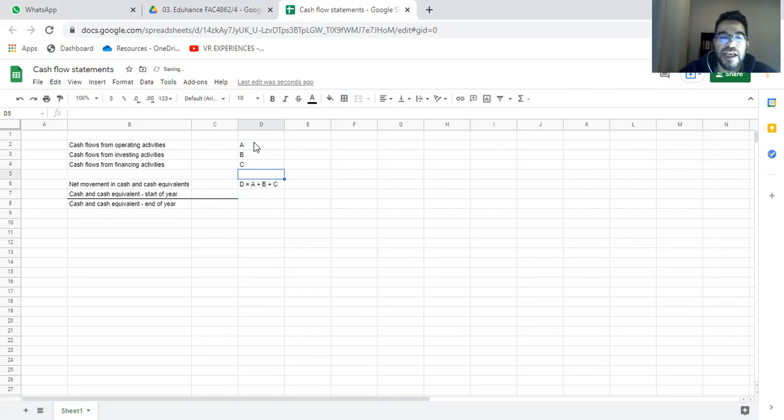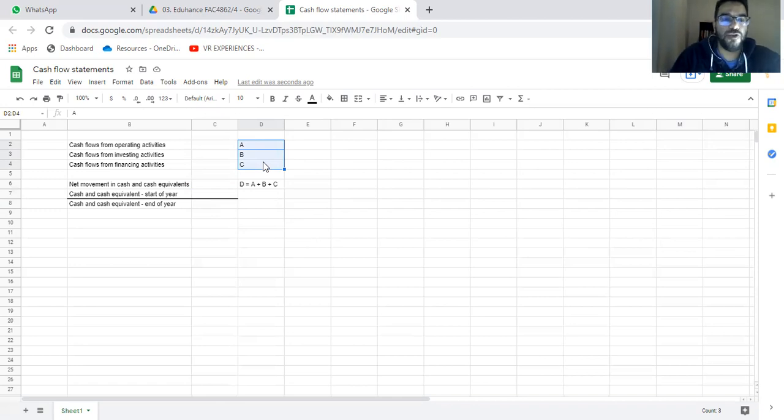Very important, even if net movement plus opening balance does not equal closing balance, always ensure that your net movement is equal to that sum. There's going to be a mark for it. They're going to check that the sum of these equals your net movement. Even if this plus that does not equal the closing balance, it just means your cash flow statement is not right, but just show that your net movement is the sum of the three. Very, very important. Now we will break each one down.